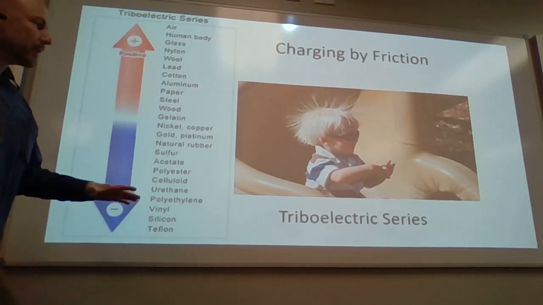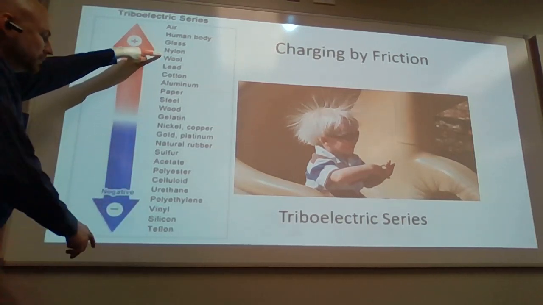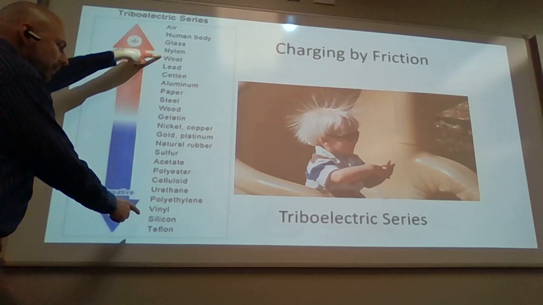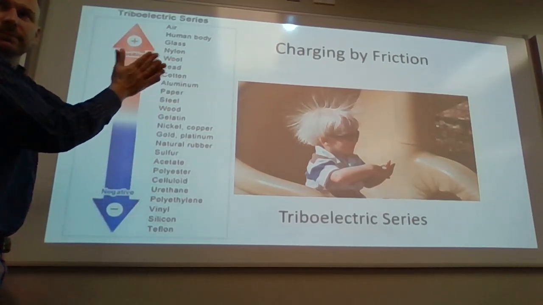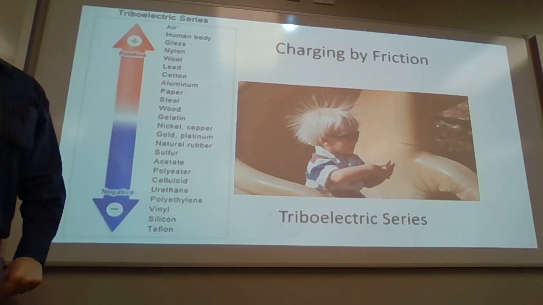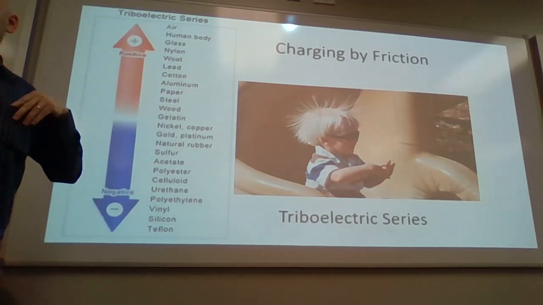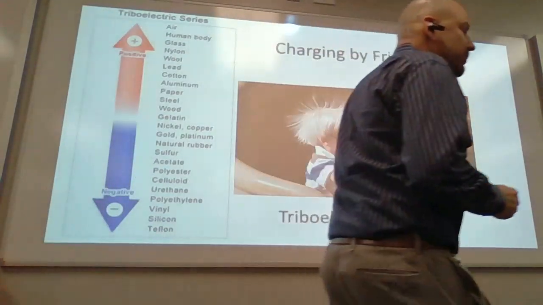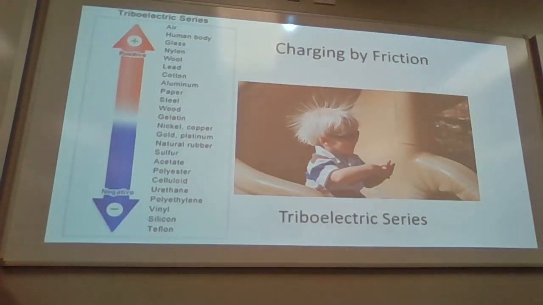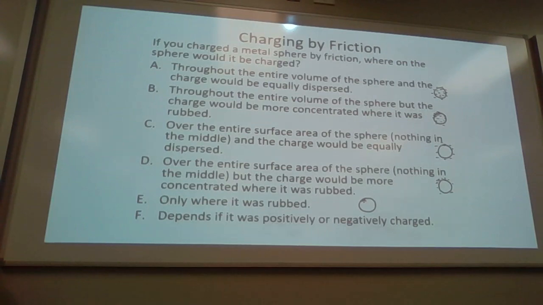Okay. So if you take wool and you rub it with polyester, sparks fly. Cool with that? So that's charging by friction. Okay. So let's say we charge a sphere of metal by friction, make it negatively charged.